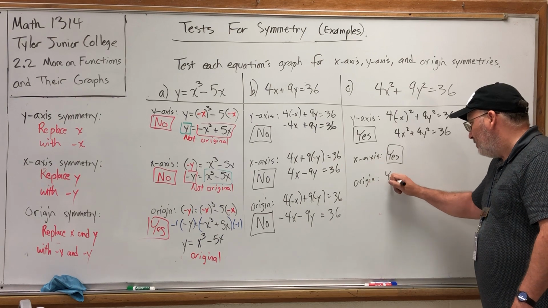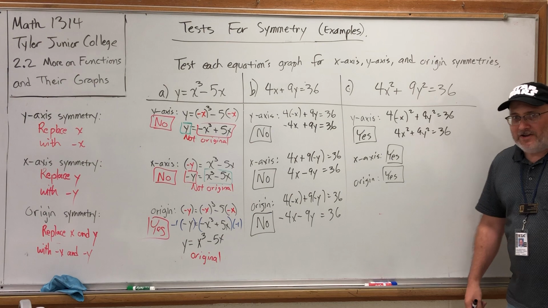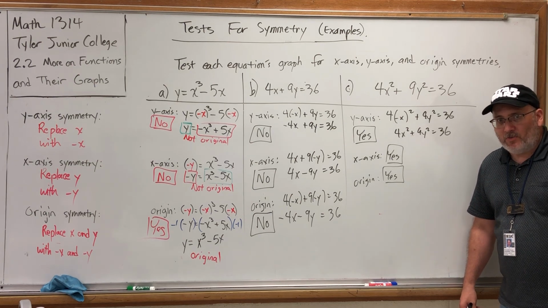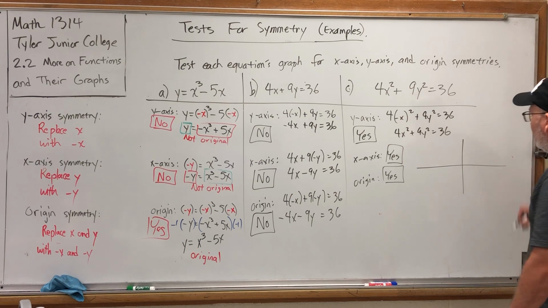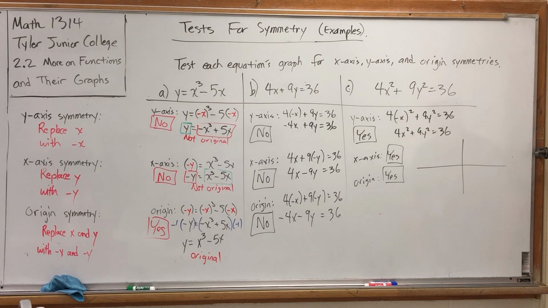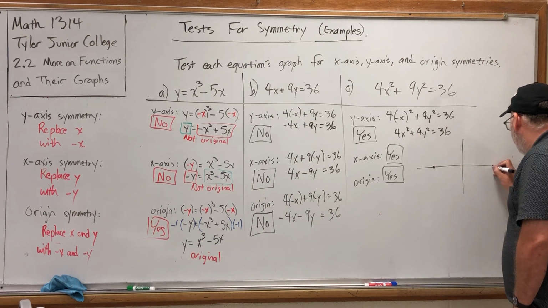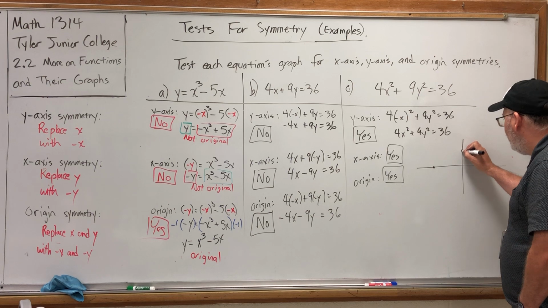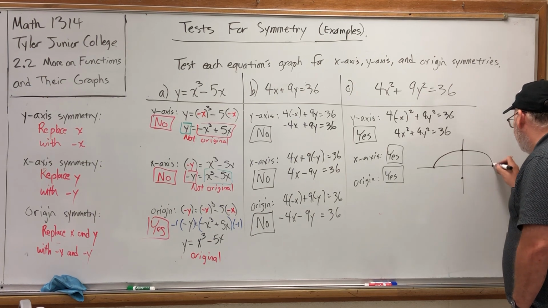So now we went from having no symmetries to having all of them. Well, good grief, how can a graph have all three symmetries? And what does this graph look like? Well, I'll show you what it looks like. This graph, if you go left and right 3, and up and down 2, you get what's called an ellipse. It's like a circle, except it's more like an oval.